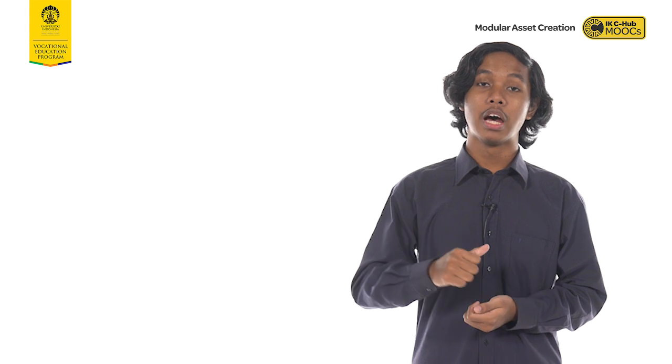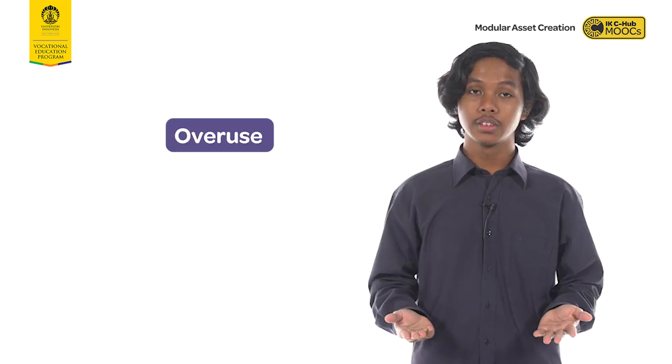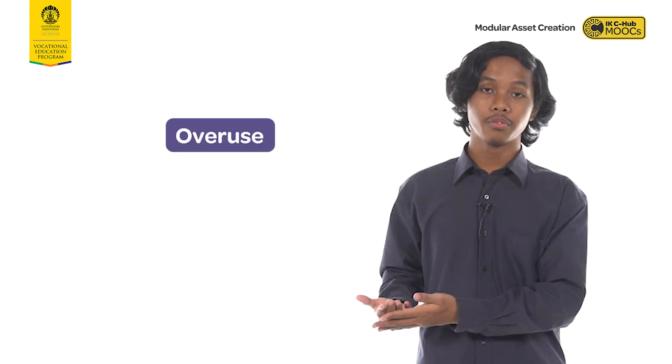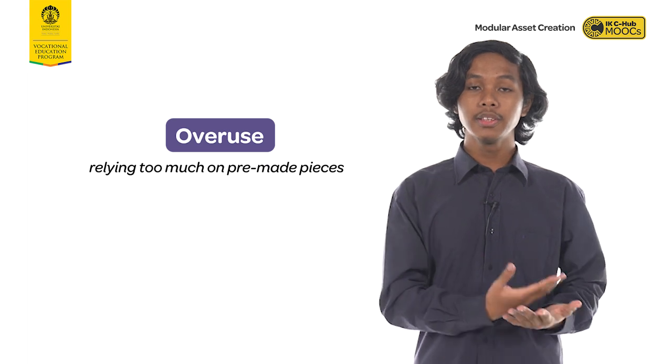Modular assets are great, but they've got some downsides. Overuse makes things look repetitive. Relying too much on pre-made pieces kills creativity. Solution? Mix it up. Tweak colors, textures, and shapes to keep things fresh. Stick to a solid color palette so everything still feels cohesive.